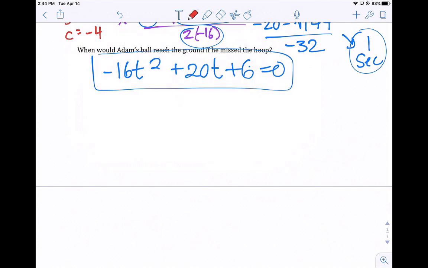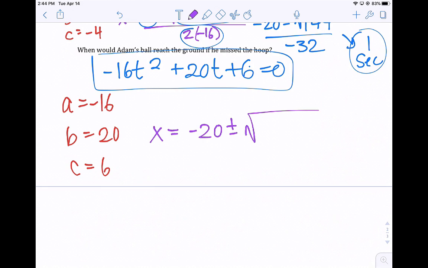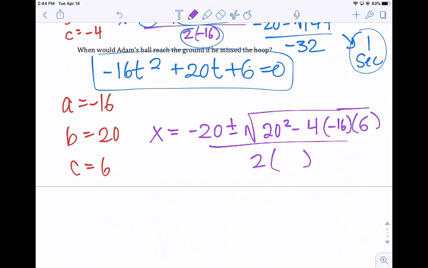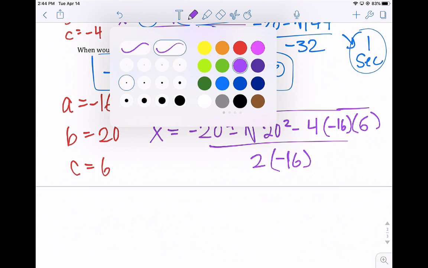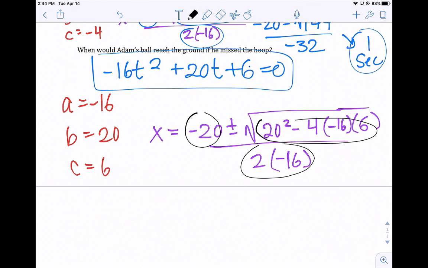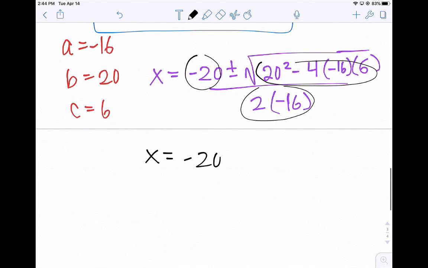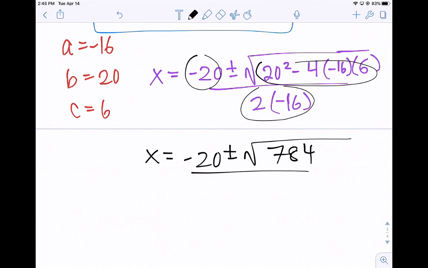Again, we're going to find a, b, and c. So a is negative 16, b is 20, c is 6. Plug into the quadratic formula. x equals opposite b plus or minus the square root of b squared minus 4ac all over 2a. And again, I will calculate these parts separately to minimize any mistakes. So I get negative 20 plus or minus the square root. Let me type this in. 20 squared minus 4, parentheses, negative 16, parentheses, 6 is 784, all over negative 32.